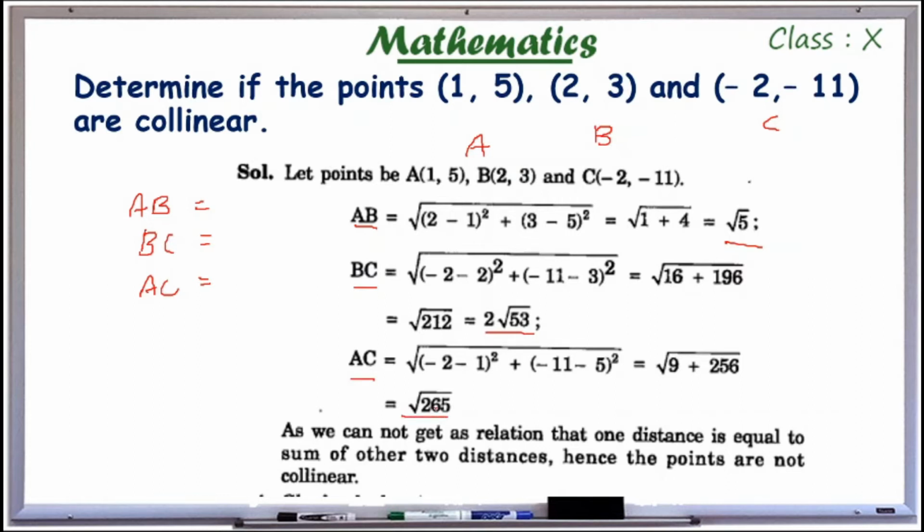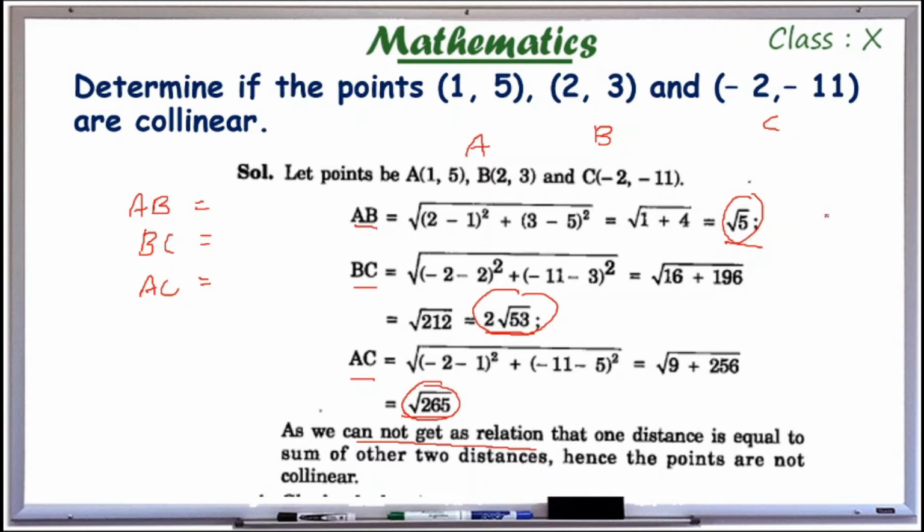So you have to do it yourself. You have to find the distances by the distance formula. Don't copy directly from your notes. You have to find these three distances and check. We have root 5, 2 root 53, root 265. So we cannot get a relation. We cannot represent any one of the sides as the sum of the other two sides.